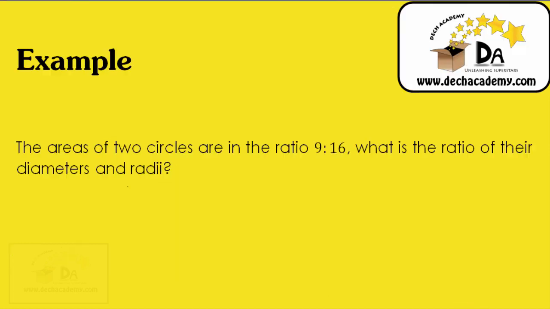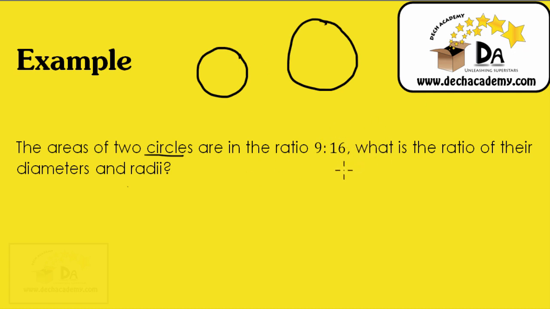And that's all. So here's another example question, and it says the areas of two circles are in the ratio 9 to 16. What is the ratio of their diameters and radii? Now we have two circles, and one thing you should keep in mind is that circles are similar shapes. I'm not going to prove it here, but I'd like you to accept that. So circles are similar shapes.